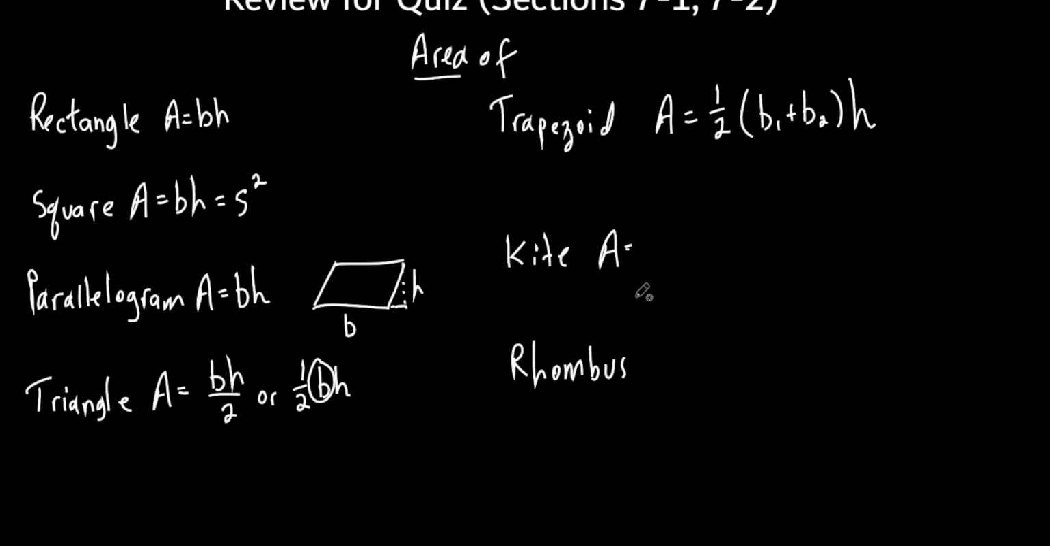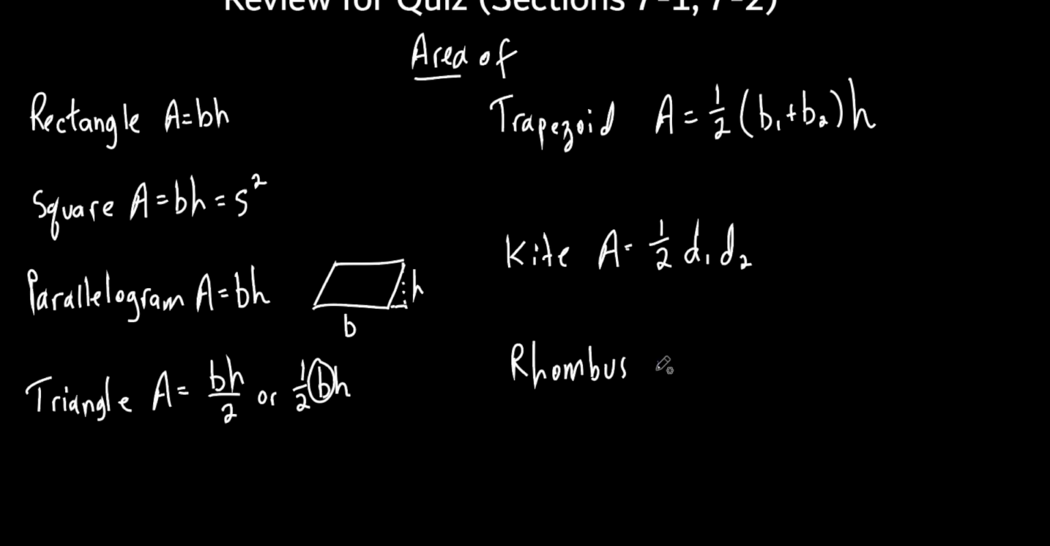Given the diagonals, if they give you the diagonals of a kite, how do you find the area of it? Again, it's 1/2, right? And then it's D1. What's the D? I didn't have a D yet. It's the diagonal. So you take the one diagonal and multiply it by the other diagonal. Everybody good with that?